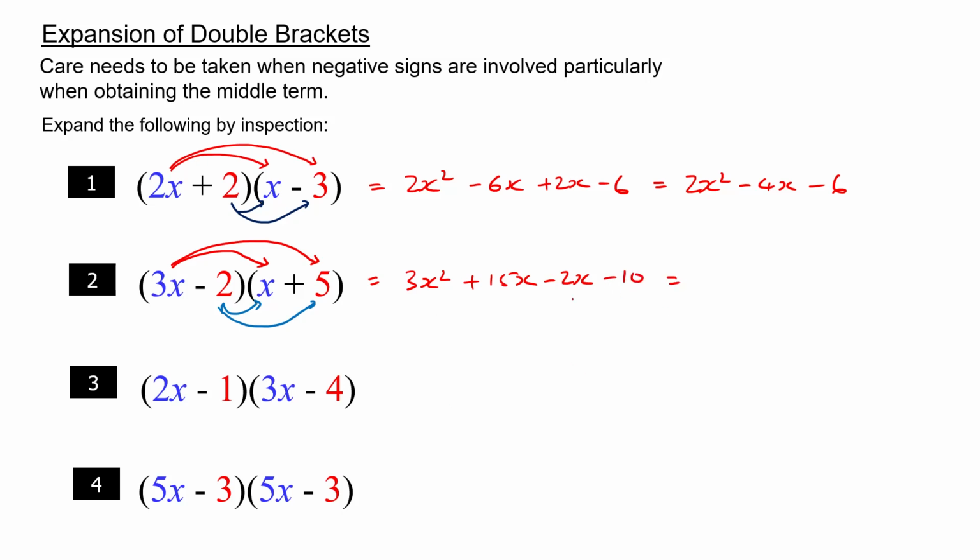which is equal to, simplifying, 3x squared, 15x minus 2x is plus 13x minus 10.